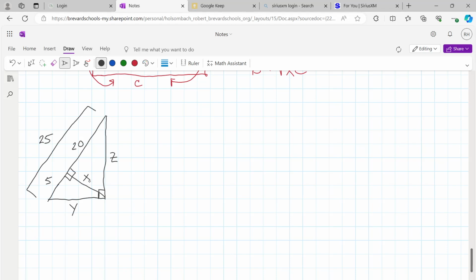So if we go back to the formula, our x in this case represents the h from the previous picture. So our x is equal to the square root of these two pieces, the product of 5 and 20. So x is equal to the square root of 100, and the square root of 100 equals 10.